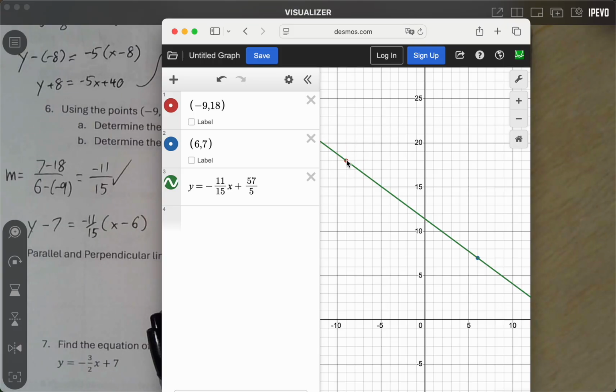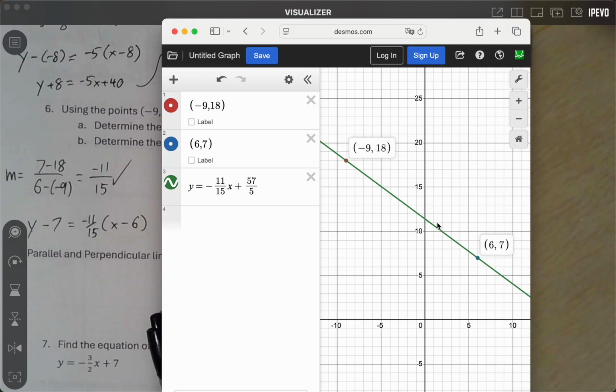See, look at this point right here. It's negative 9, 18, no fractions. Look at this point. It's 6, 7, no fractions. And take a look at how far away these are from one another. You can move vertically down 11, and you can move horizontally positive 15, and that's how you get from one point to another.